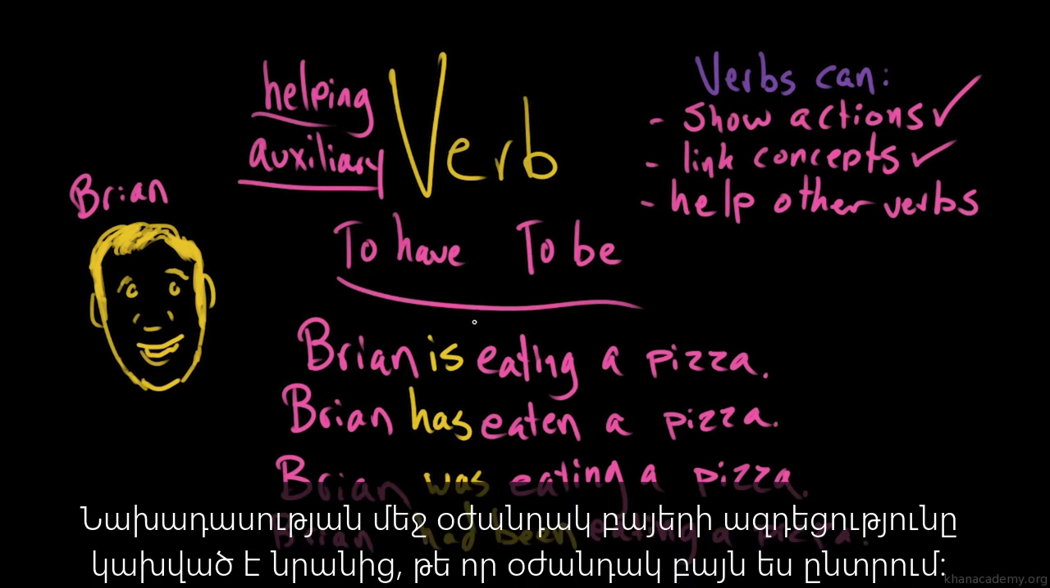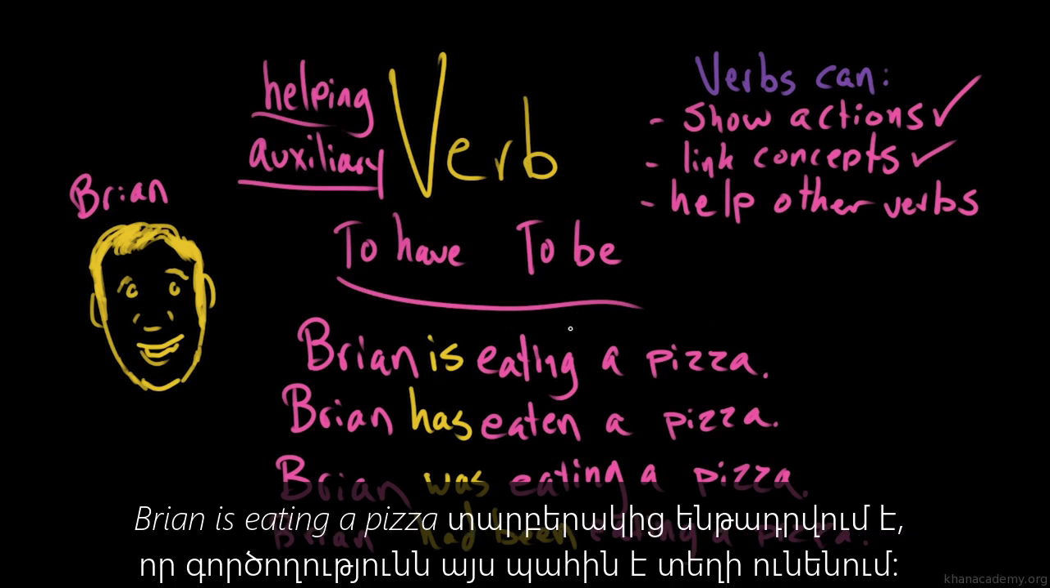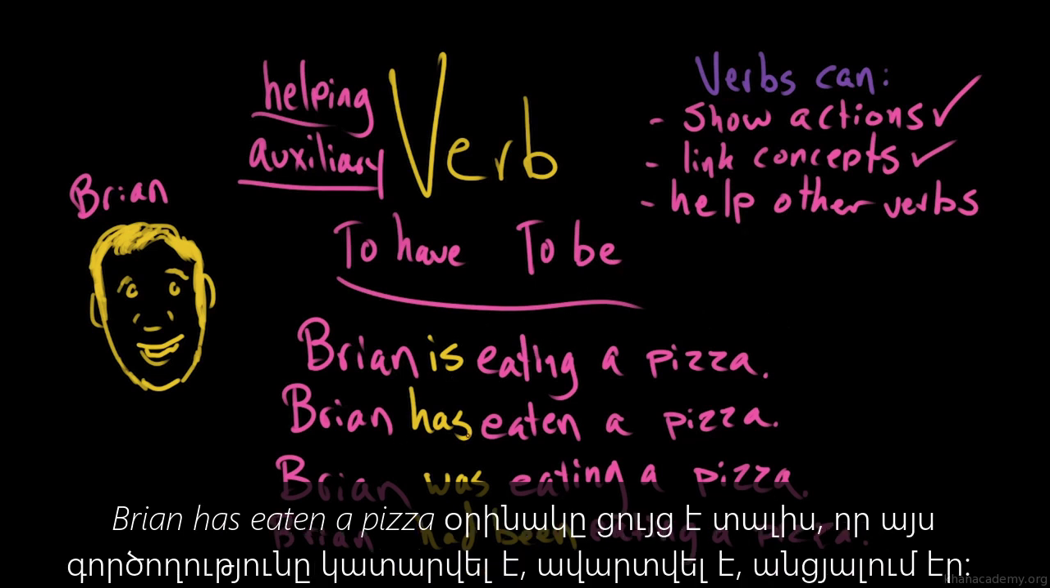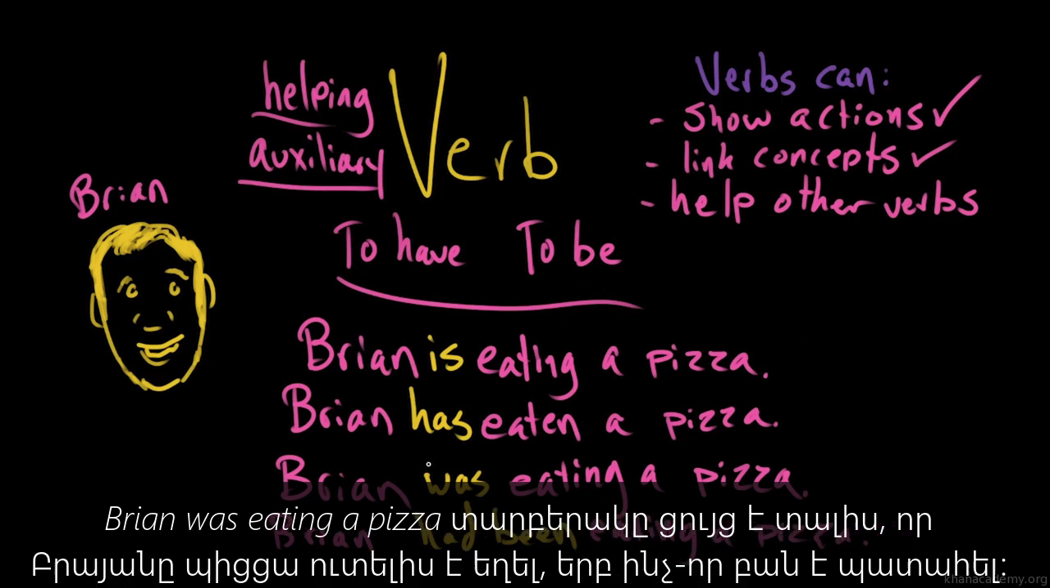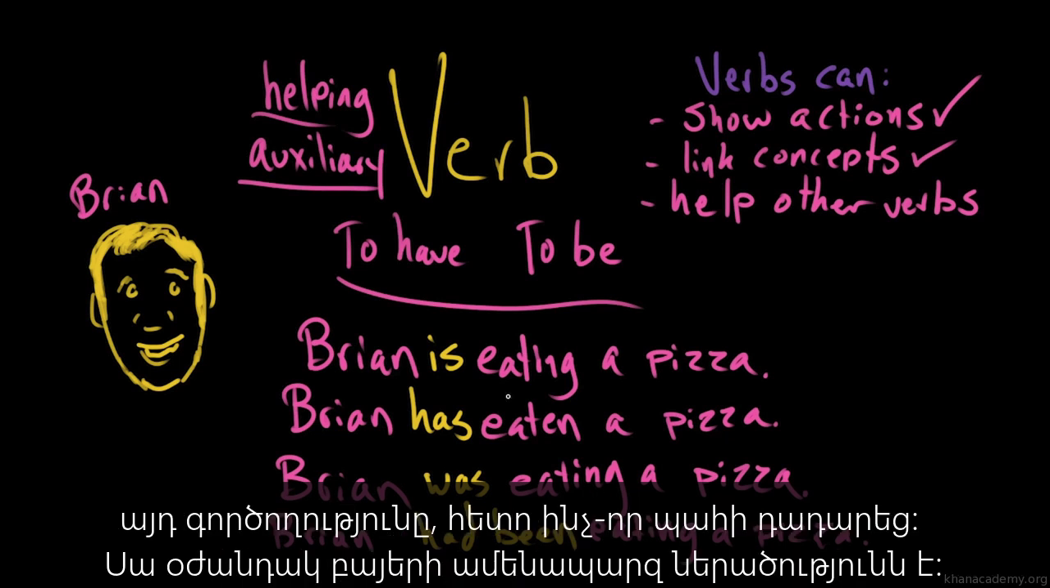The presence of all these helping verbs has different effects depending on which ones you use. As I said, we'll get into those later, but just for a brief overview: Brian is eating a pizza, that suggests that it's going on now. Brian has eaten a pizza, that means he had done it, it's over in the past. Brian was eating a pizza, which means he was in the middle of eating a pizza when something happened. And finally, Brian had been eating a pizza. So he was doing it, and then he stopped at some point in time.